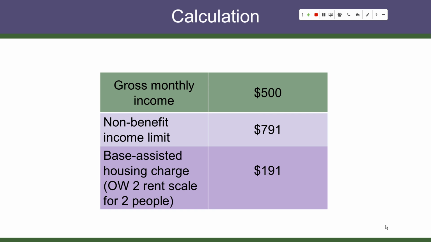So Ontario Works 2, beneficiaries 2 is $191. That would be his assisted housing charge. And again, because it's a fully serviced unit, there wouldn't be any allowances for utilities.